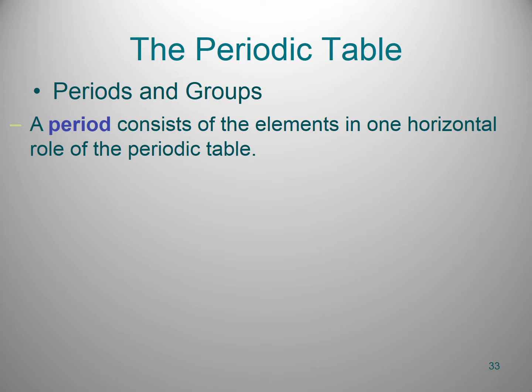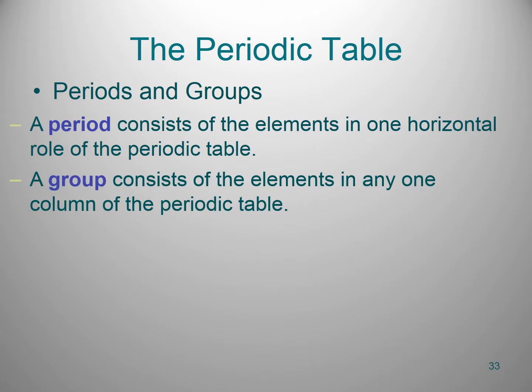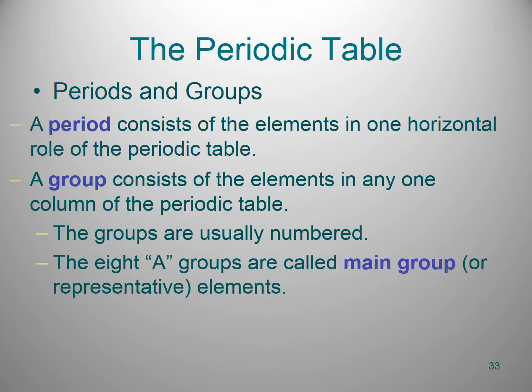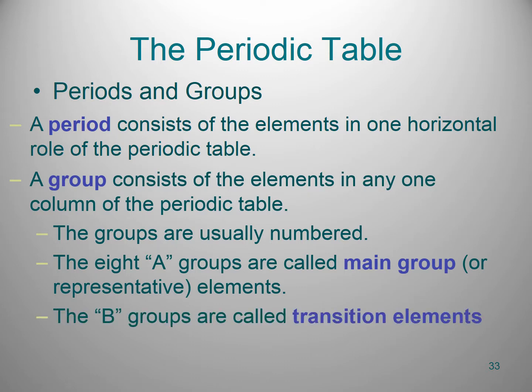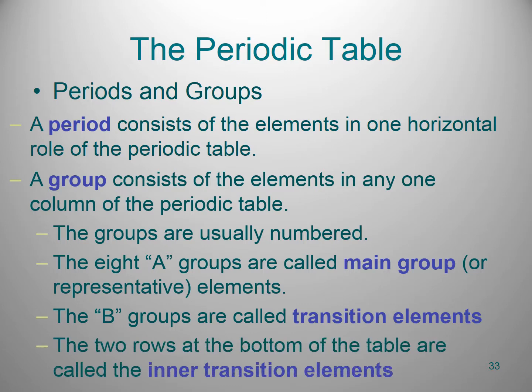All right, so this is kind of what I've already said. A period is going across in a horizontal row. A group consists of the elements in any one column. The groups are numbered, and like I said, there are 8 A groups, which are called the main group elements or representative elements. The B groups are called the transition elements or transition metals, because they're all metals. Then the 2 rows at the bottom of the table are called the intertransition elements or intertransition metals.